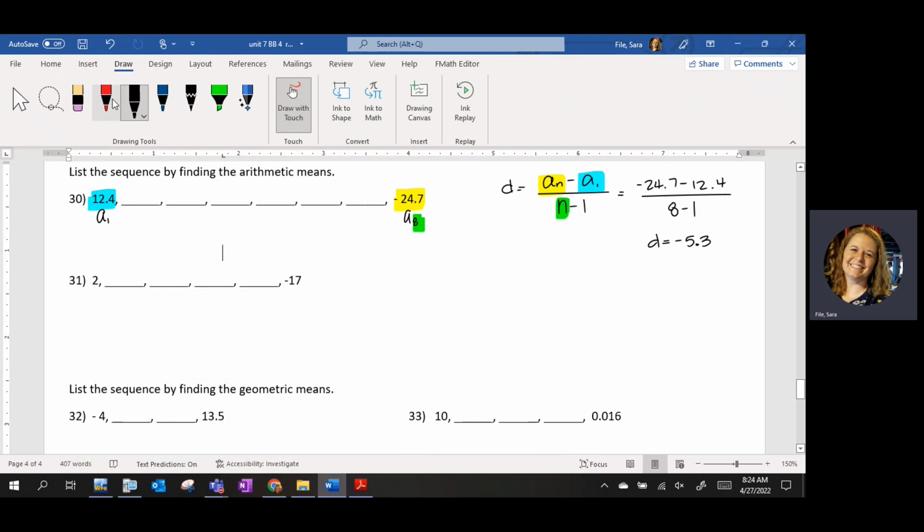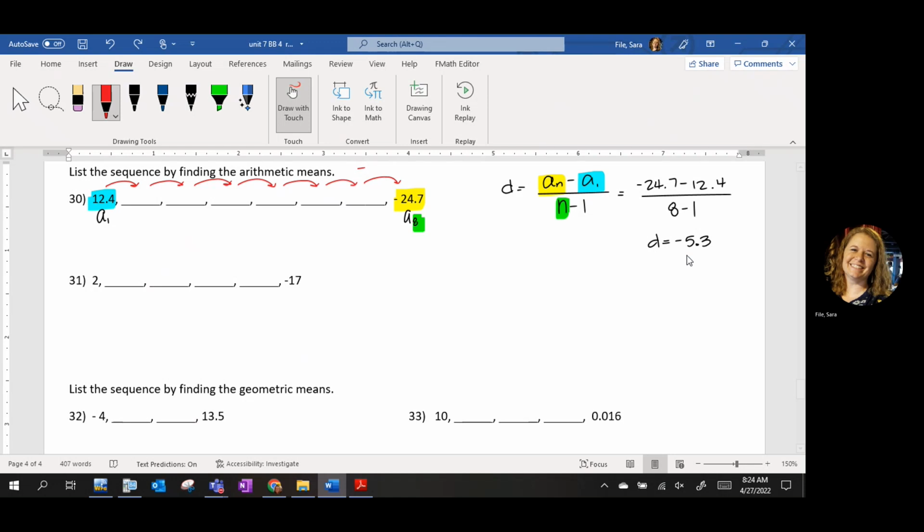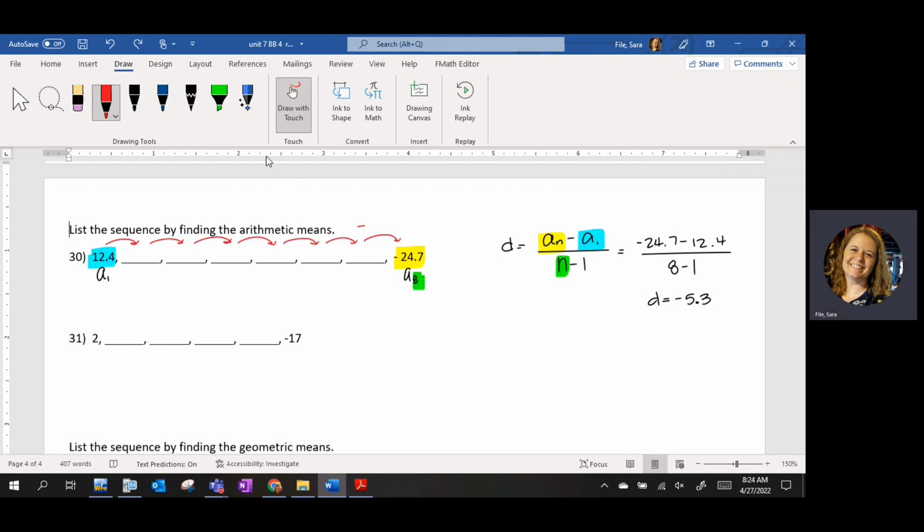Okay, so the reason we need the D is because that is how we get from term to term to term in an arithmetic sequence. What are you doing with D to create this pattern? You are adding it. Okay, so you are adding, and now it is negative. So what is actually adding a negative? Subtracting. So I'm just going to write it instead of as plus a negative, I'm just going to write it as minus 5.3.